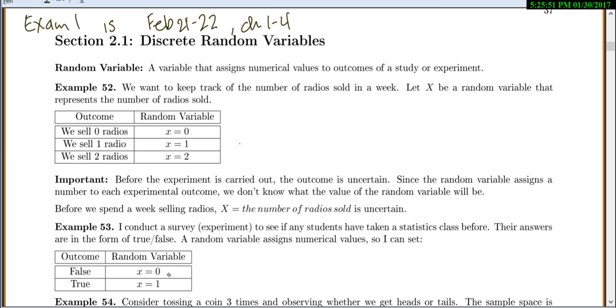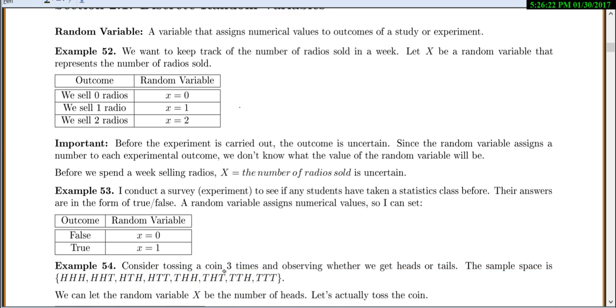Now, there's other ways you can assign numbers, even if something didn't seem very numeric. So for example, let's say I conduct a survey, or an experiment, if you will, to see if any students have taken a statistics class before, and their answers come in the form of true or false. A random variable has to assign numerical values, so I can just decide, I'll say false, I'll put a 0, and if it's true, I'll put a 1. Now, I just decided on that. I could have switched those two numbers, or really even picked other numbers. That's just binary, it's common to use 0 and 1.